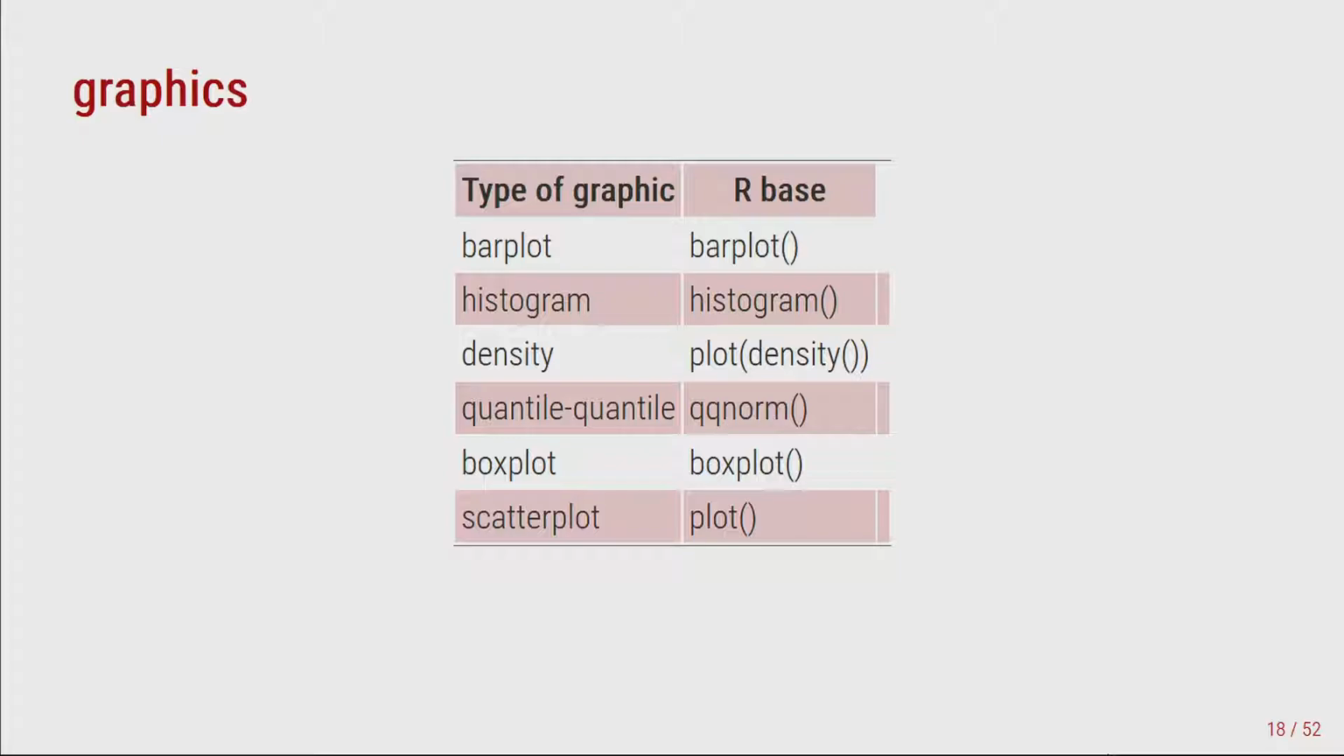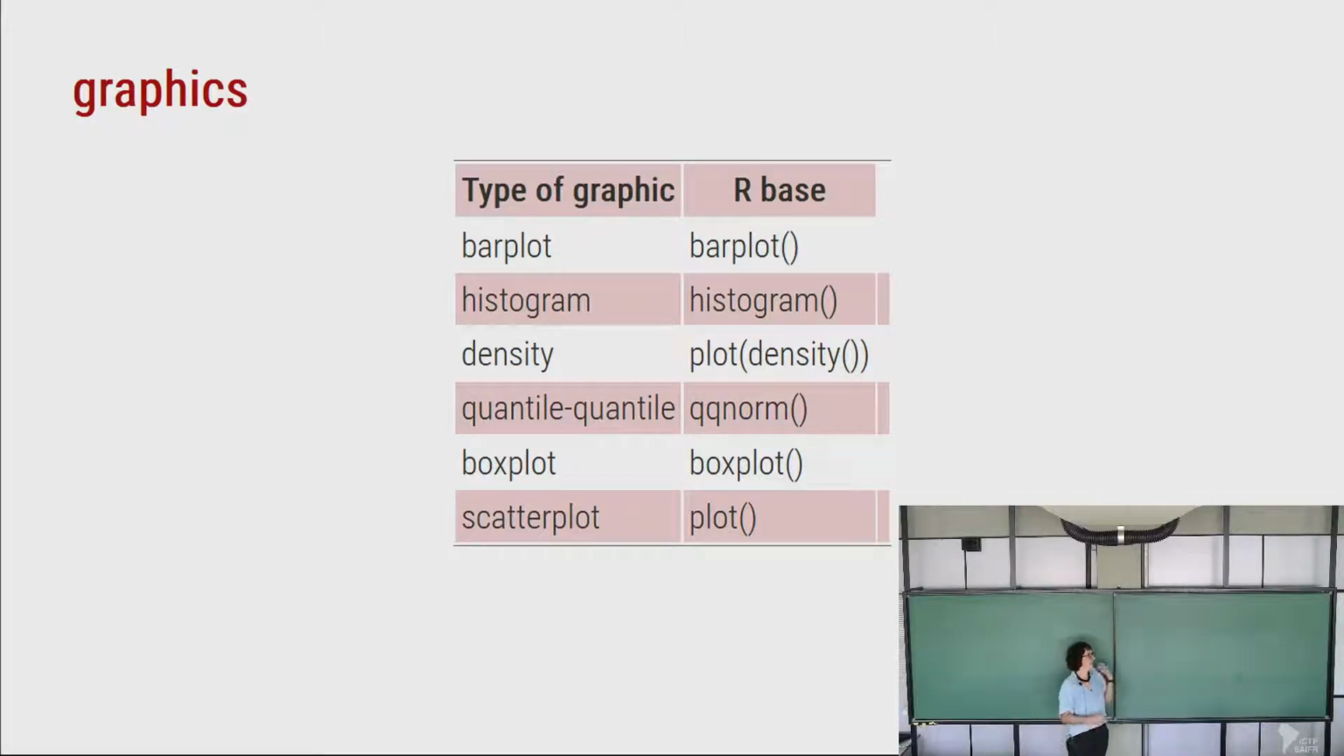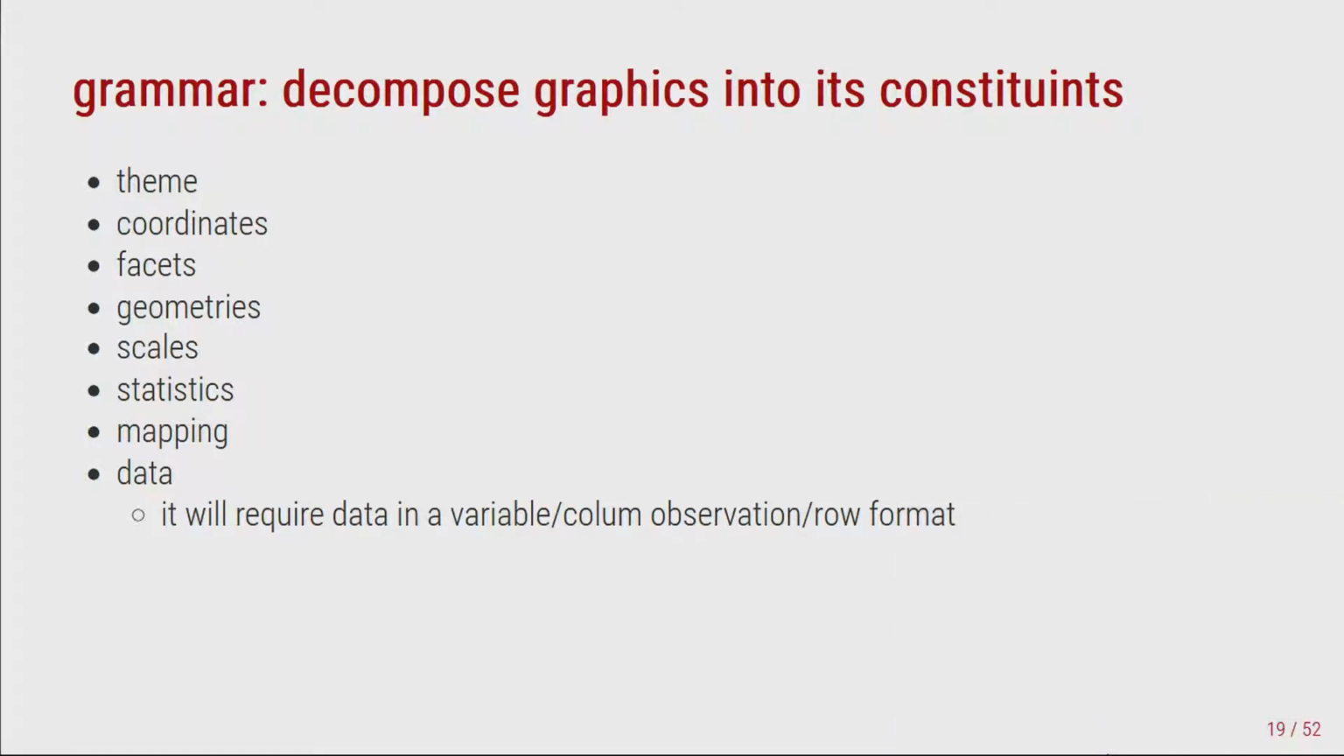And the idea behind the grammar of graphics is that usually in R base, for instance, if you want a bar plot, there's a barplot function. If you want a histogram, there's a hist function. A density, we should use a plot density function, a boxplot function, and so on. So for each graphic, we have one function or one way of doing it. The idea of the grammar is to decompose the graphics into common constituents, which are the theme, the coordinates, the facets, if we have different panels, the geometries, the scales, statistics, mapping, and data. If you already used ggplot, mapping is an argument in a function. Data is an argument. All the functions in ggplot to actually plot start with geom. So it actually translates this grammar to R.